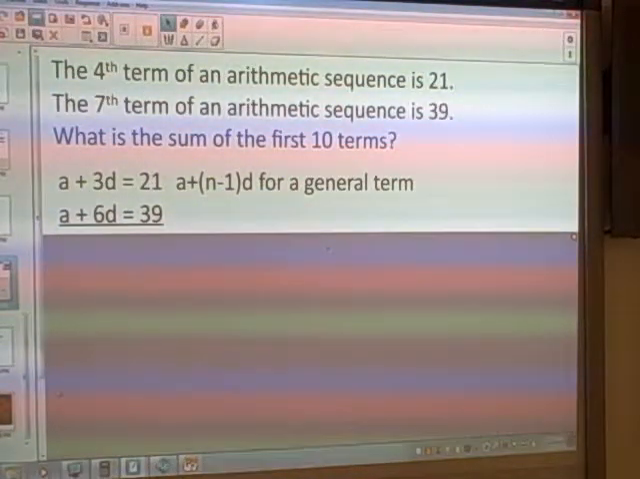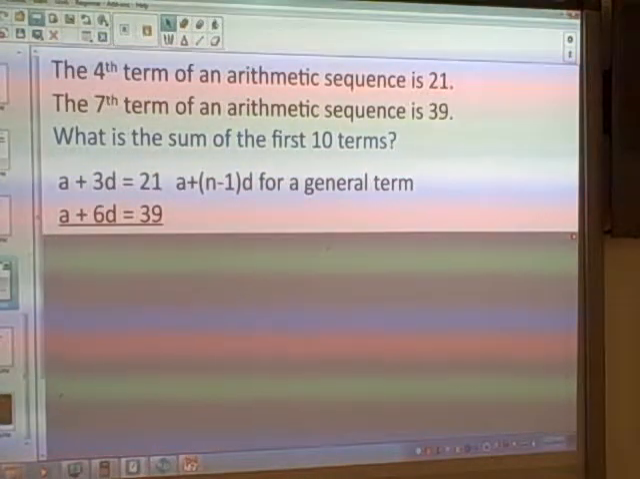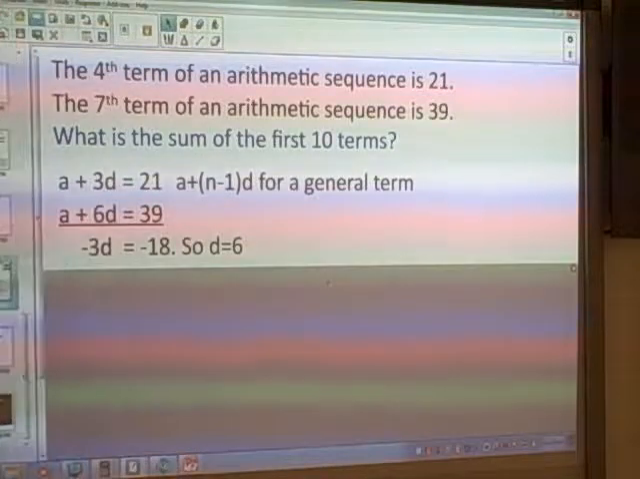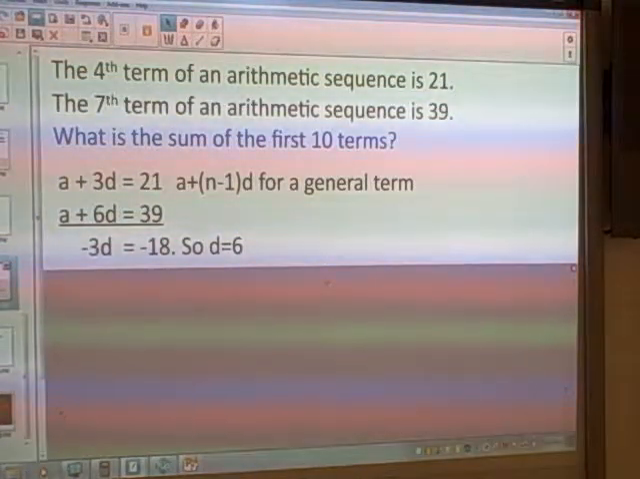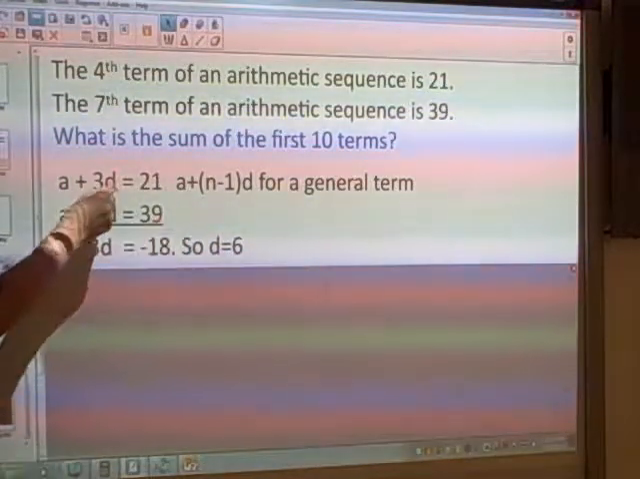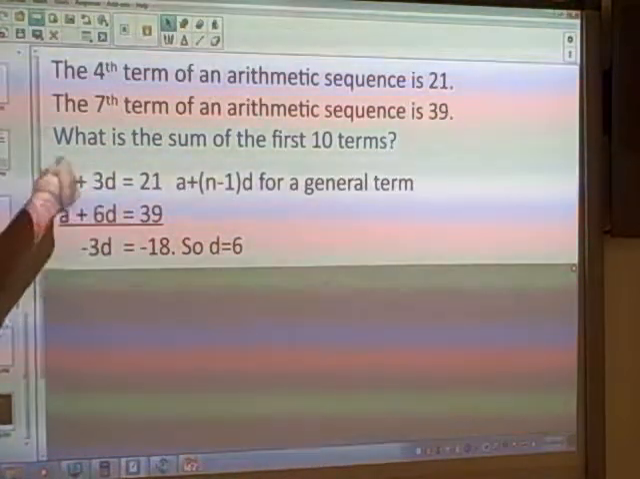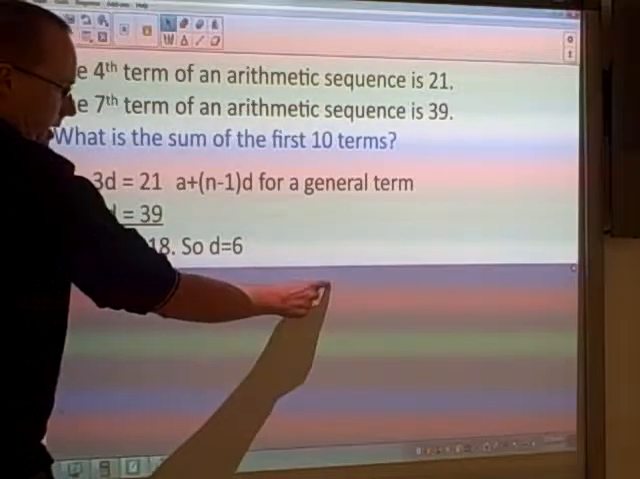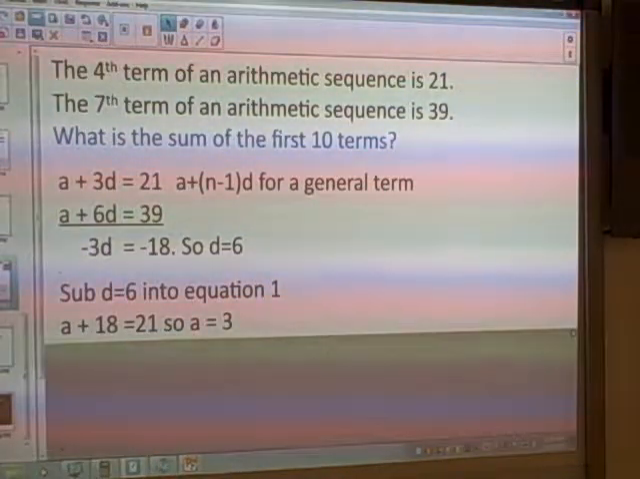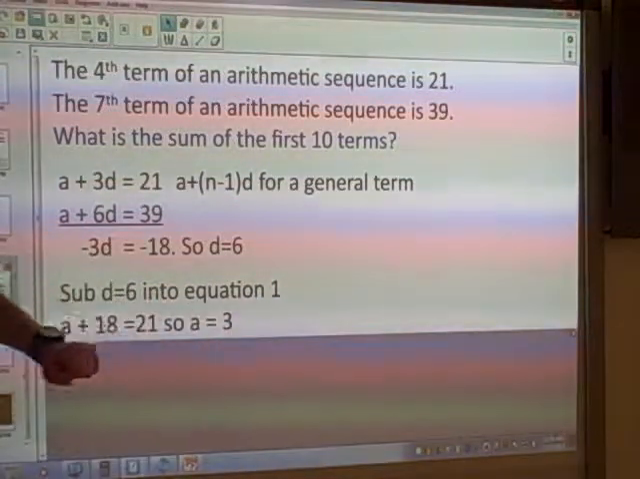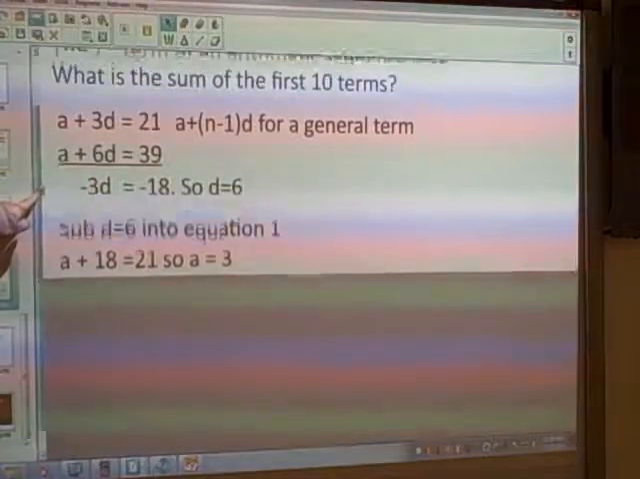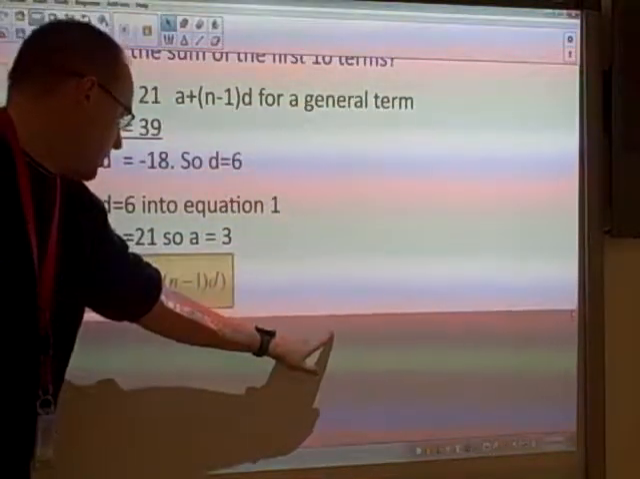So we've set up a system of equations with a and d, and then we should be able to solve. If we subtract here to cancel out the a's, then we get negative 3d equals negative 18, and d equals 6. If we substitute back into one of the formulas, 3 times 6 is 18, a plus 18 is 21, that will tell us that a is 3. And then we should have all the information that we need now. We have a, we have d, and we have the number of terms that we want. So we should be able to find that sum to 10 terms.